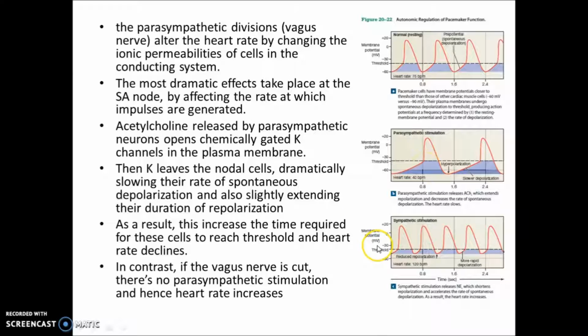In contrast, if the vagus nerve is cut, there is no parasympathetic stimulation and hence the heart rate increases. This means there is reduced repolarization and more rapid depolarization.